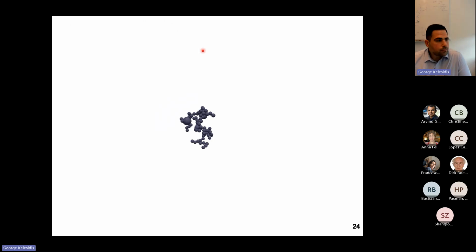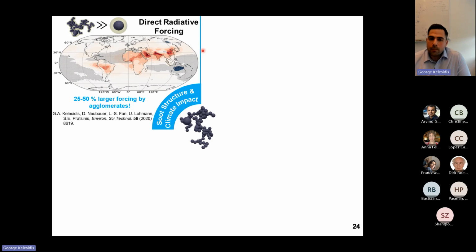To this end, we developed a discrete element model that describes the evolution of the soot morphology during combustion. We validated this model with plenty of experimental data, and we coupled the simulated soot agglomerates that we obtained using this discrete element model with a global climate model to derive the direct climate impact of soot.